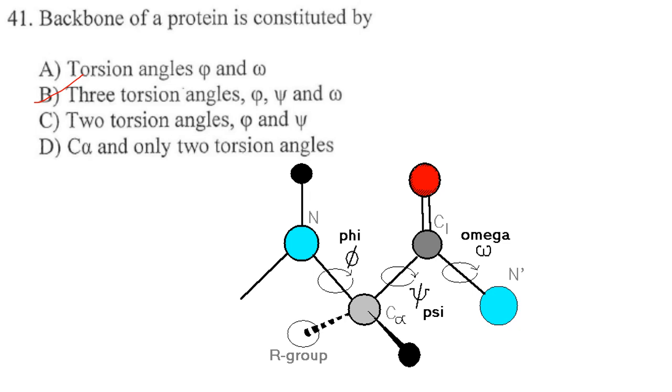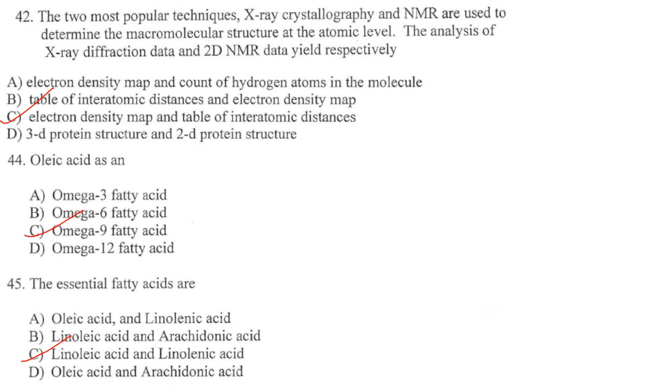Then backbone of a protein is constituted by. So backbone of a protein, if you see the peptide structure, the CONH bonds, you can see that phi, psi and omega are the torsion angles that make up the backbone of a protein. So the answer here is option B. Then next one. The two most popular techniques, X-ray crystallography and NMR, are used to determine the macromolecular structure at the atomic level. The analysis of X-ray diffraction data and 2D NMR data yield respectively. So X-ray diffraction will yield an electron density map and NMR will yield a table of interatomic distances. Answer is option C.